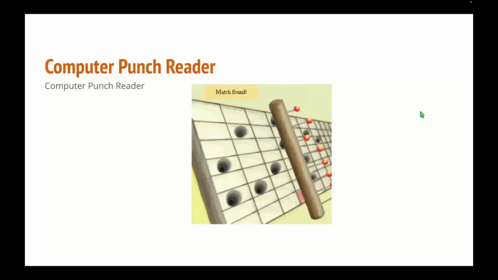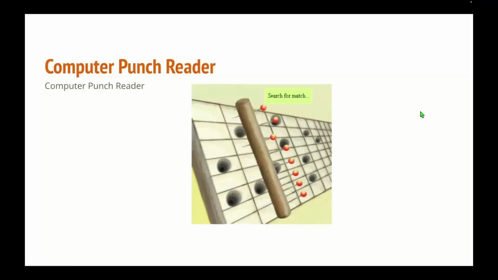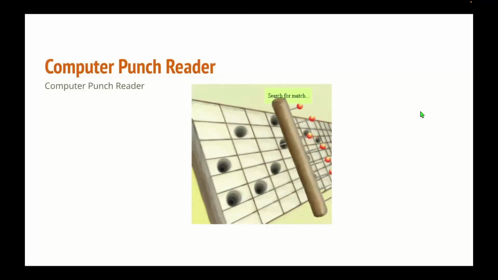The unit of measurement, the speed at which one of these computers ran, was cards per minute. And it was usually about 300 to 2,000 cards per minute.